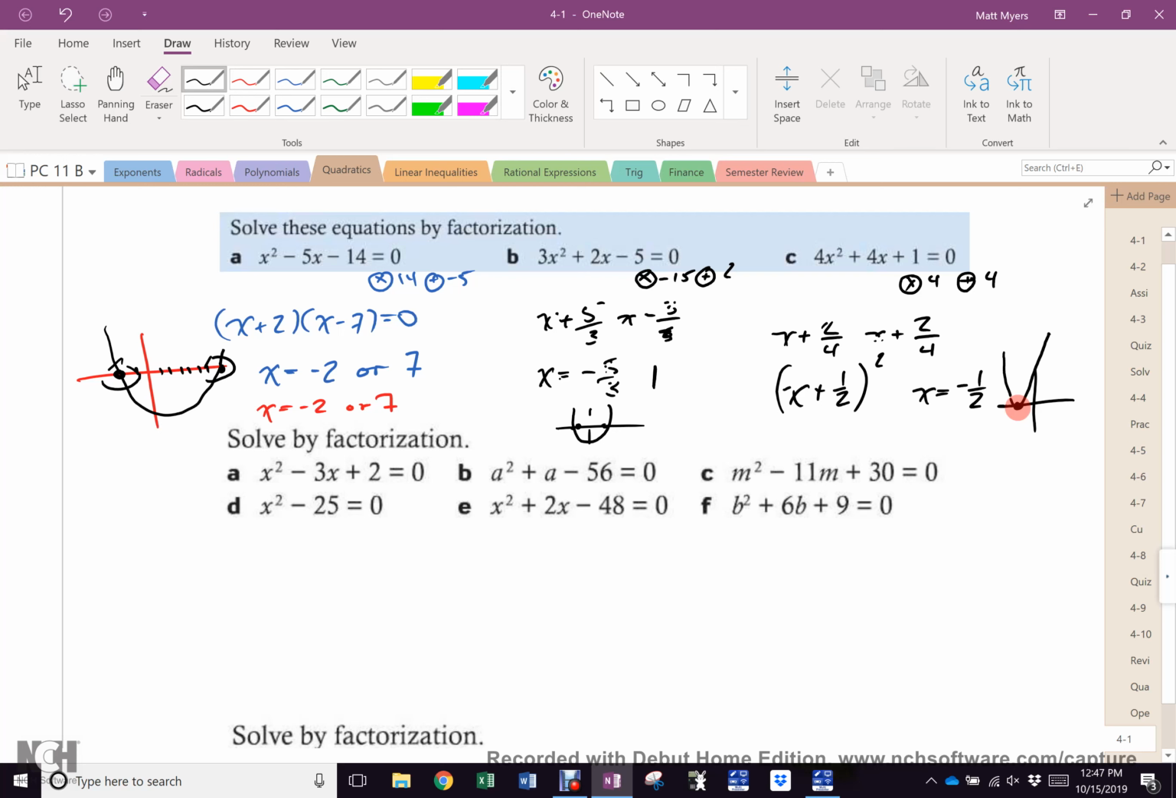All right? So all 6 of these are simple factoring, yes? You should be able to do all 6 of those in like a minute. Let's go.